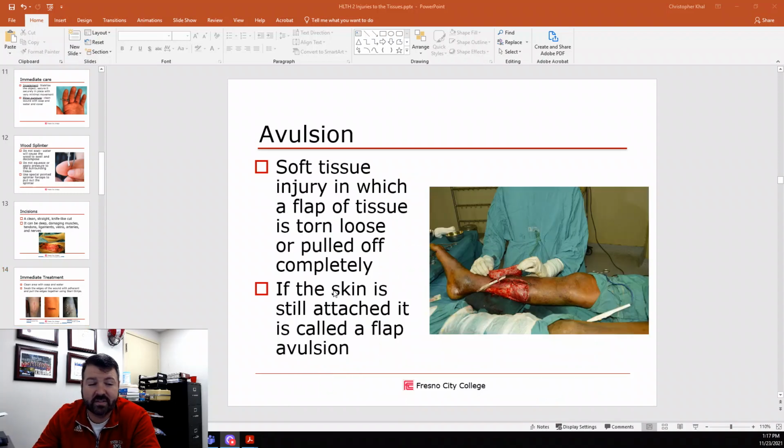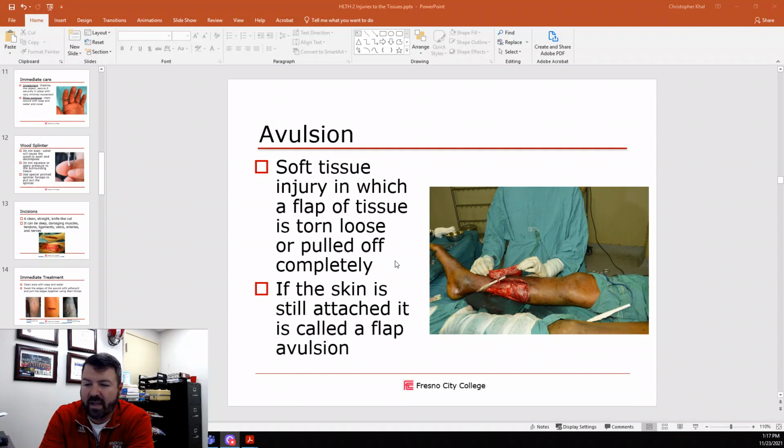Okay, avulsions. An avulsion injury is more like a flap being torn loose. Usually it doesn't go very deep, but that whole flap of skin is just flopped out to the side. If I said I want my shirt flapped open, it'd be like that whole thing open. It usually affects a larger area, but it doesn't always have to be very deep.